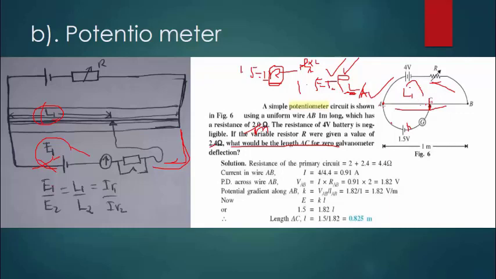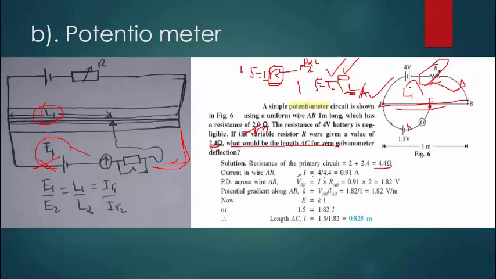So tunaweza tukatumia Kirchhoff au tukatumia tu a normal way kwamba current inayopita hapo ni sawa na total voltage divide by the total resistance kwenye hiyo loop, ambao ni resistance R ambao ni 2.4 plus resistance ya wire ambao ni 2 ohms kwenye hii loop hapa. Kwa hivyo total resistance of 2 plus 2.4, hiyo total EMF ni 4. So ukichukua 4 divide by 4.4 unapata current ambayo inapita hapo. Ukitumia Kirchhoff unapata the same answer.